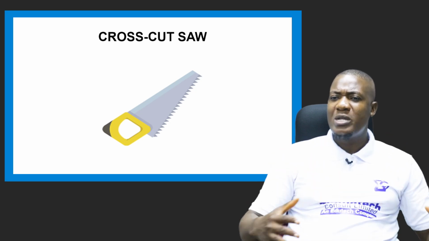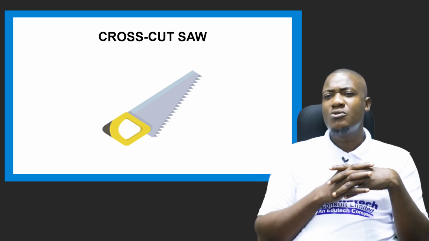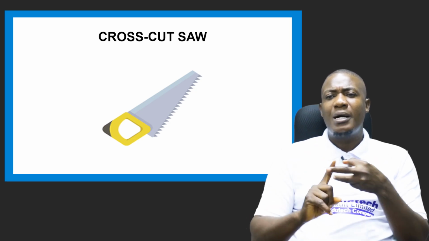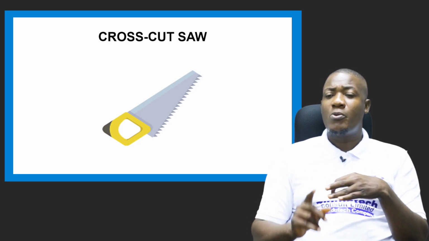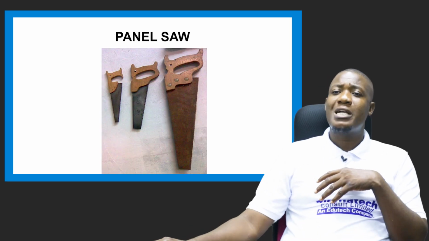When you have large wood, let's say you want to cut a plank, for example, this is the saw that can enable you to do that. Cross-cut, panel saw, and rip saw. But when you want to cut across the grain, the cross-cut saw will do that job with ease.